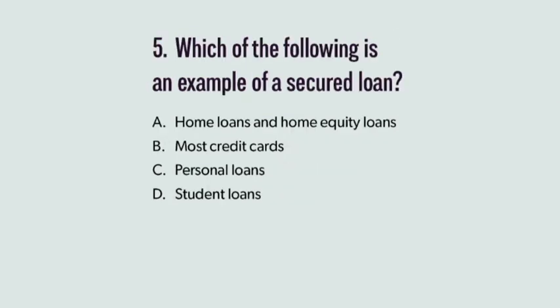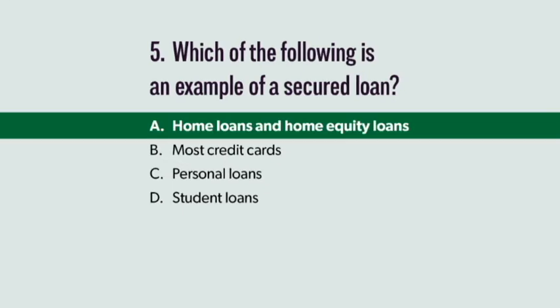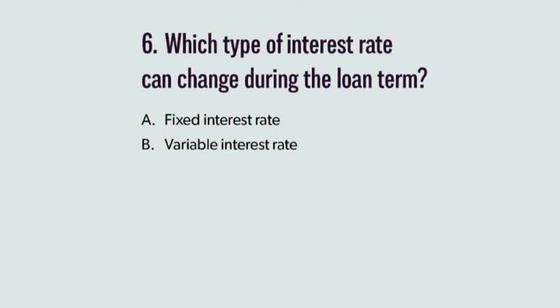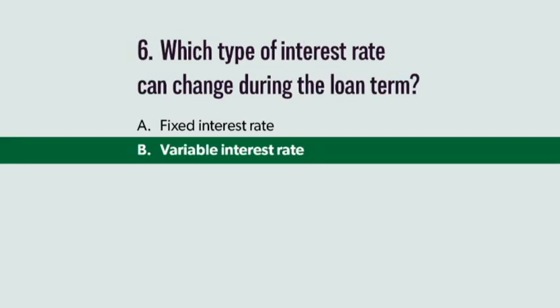Number 5, which of the following is an example of a secured loan? A, home loans and home equity loans, B, most credit cards, C, personal loans, or D, student loans. Remember, a secured loan means that you have something secured for that loan. So your answer would be A, home loans and home equity loans. Number 6, which type of interest rate can change during the term of the loan? A, fixed interest rate, B, variable interest rate, and you would be right if you guessed B, variable interest rate.